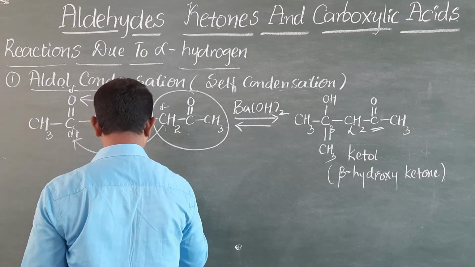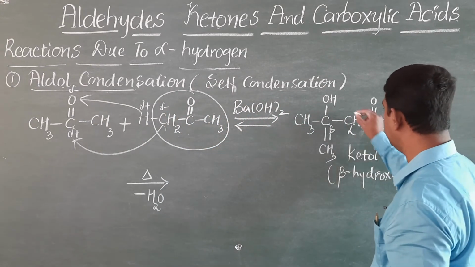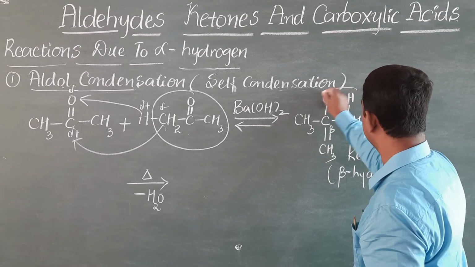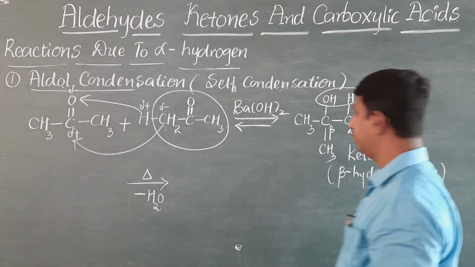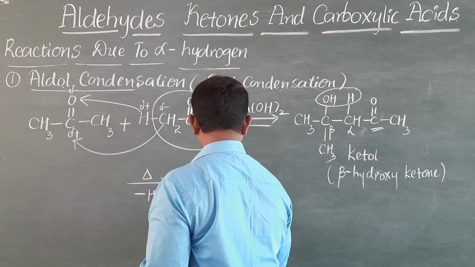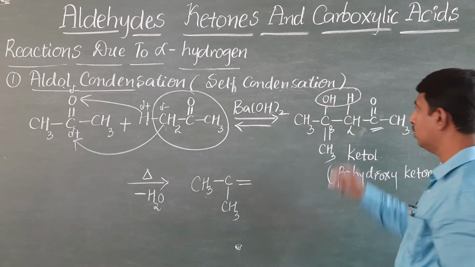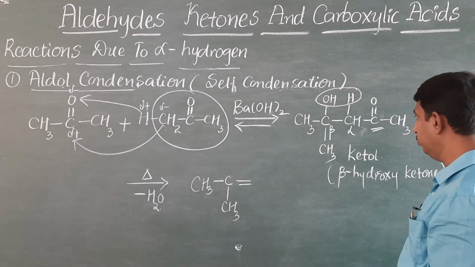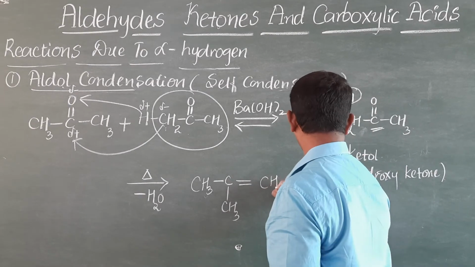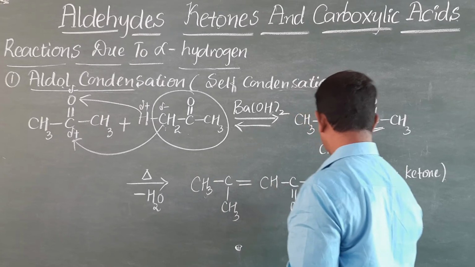Now this beta hydroxy ketone, when heated, loses water. Remove hydrogen from the alpha carbon. So the formed product will be CH3, CH3. There exists a double bond due to the loss of hydrogen and OH group. Again it is CH, C double bond O, CH3, C double bond O, CH3.